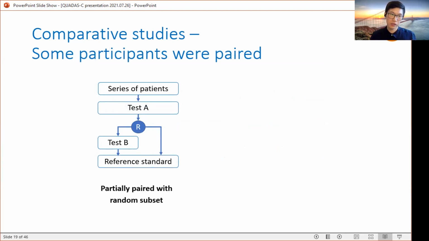So some lesser known designs are comparative studies where some participants are paired. So this is a study where everyone gets test A, but only a random subset of them gets test B. We call this a partially paired study with a random subset. Now here, just like the randomized study design we've seen earlier, if the sample size is large, people getting test A and test B will be exchangeable because of randomization. However, we don't really know whether these study designs actually exist. It's more of a hypothetical design. We didn't really come across any such study designs.